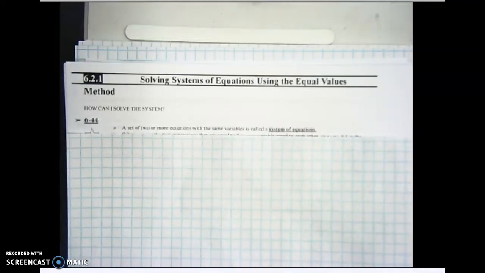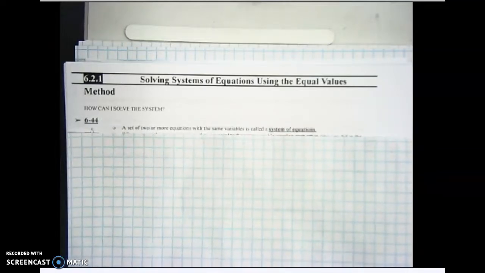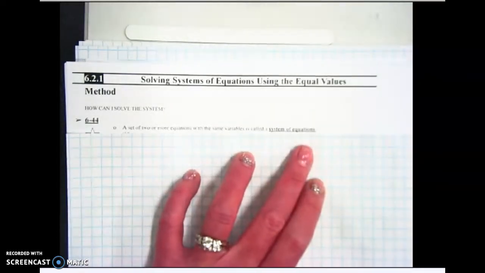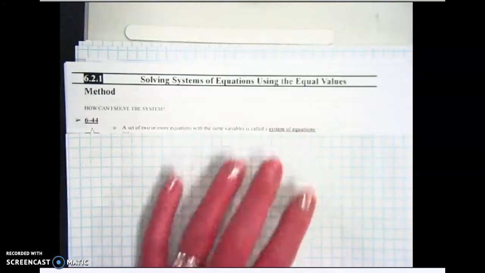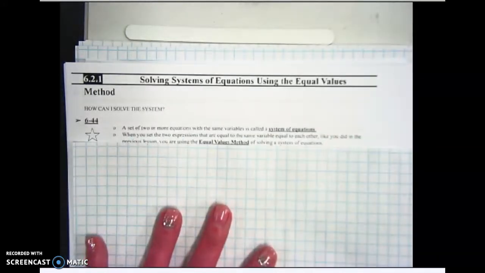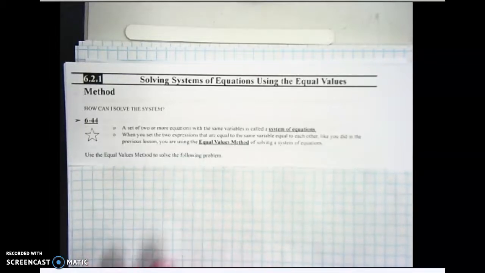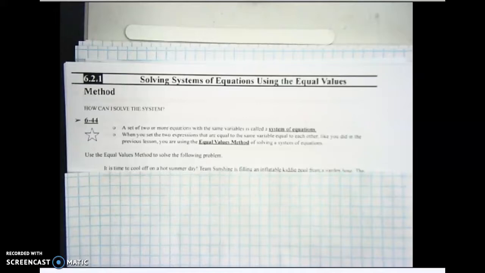Question 44 says a set of 2 or more equations with the same variables is called a system of equations. When you set the 2 expressions that are equal to the same variable equal to each other, like you did in the previous lesson, you are using the equal value method of solving a system of equations. Use the equal value method to solve the following problem.